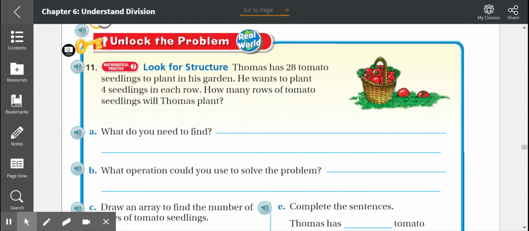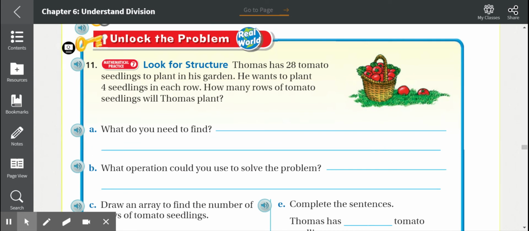I want you to turn the page, and we're going to start on unlocking the problem. Thomas has 28 tomato seedlings to plant in his garden. He wants to plant 4 seedlings in each row. How many rows of tomato seedlings will Thomas plant? Okay, so Thomas has 28 tomato seedlings, and he wants to plant 4 seedlings in each row. So we need to know how many rows of tomato plants he will need.